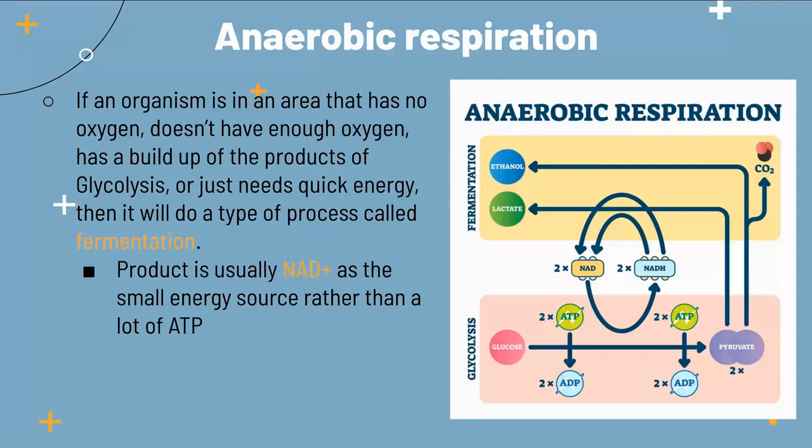Like mentioned on the last slide, if an organism in an area has no oxygen, not enough oxygen, or a buildup of the products in glycolysis, and it needs quick energy, then it will go into a process known as fermentation. In fermentation, the product is usually a small amount of NAD plus as an energy source rather than a lot of ATP. Fermentation is just meant to quickly produce energy, not to sustain the cell.